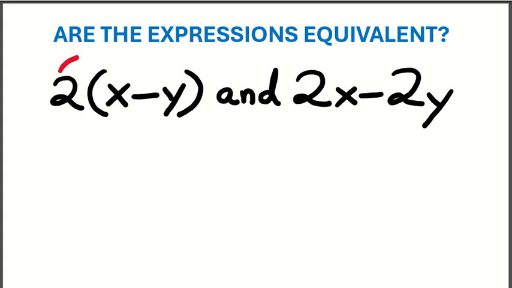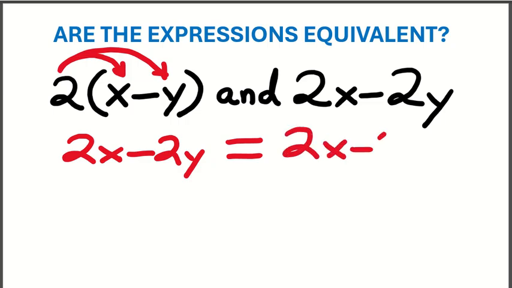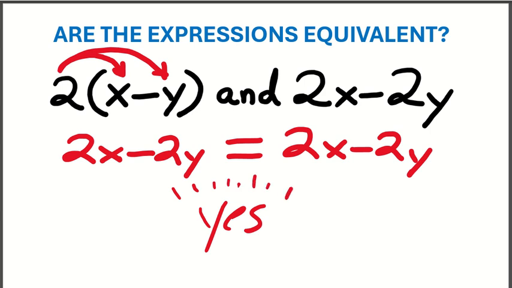For this first expression, I can use the distributive property. 2 times x is 2x. Bring down our subtraction sign, and then 2 times y is in fact 2y. And look at that. It would appear as though they are equivalent expressions because just by using the distributive property, I have the same thing. So yes, there's your fireworks. They are equivalent.